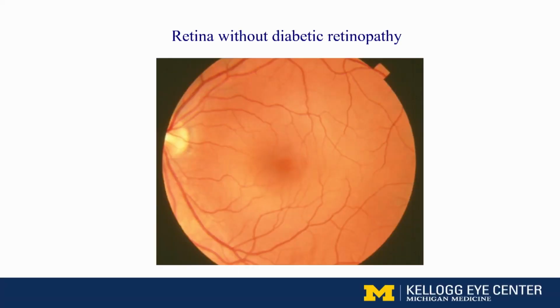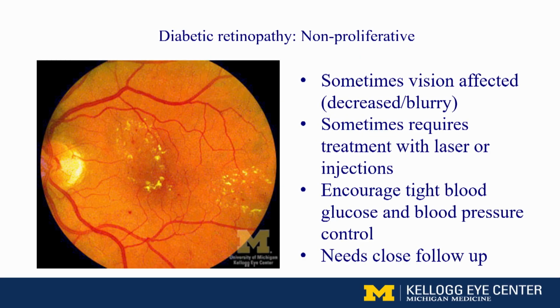So I'm going to show you a few examples here. If this is a retina without diabetic retinopathy, a nice healthy retina, this is a retina with what we call non-proliferative diabetic retinopathy. And you can tell this is, again, the retina, this is the macula. These yellow spots are what we call hard exudates or lipids that are leaking out into the tissue of the retina. Very small up here are microaneurysms and hemorrhages. And this can cause swelling of the retinal tissue and cause decreased vision.